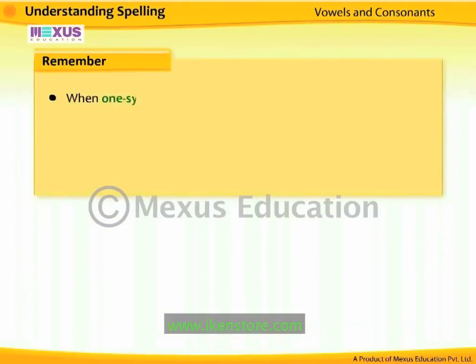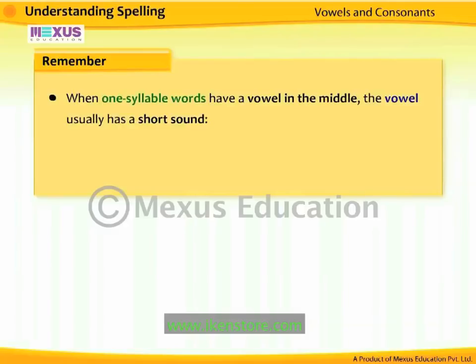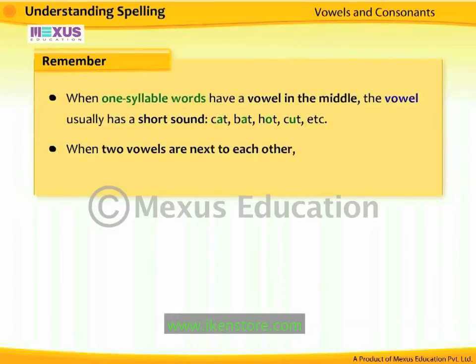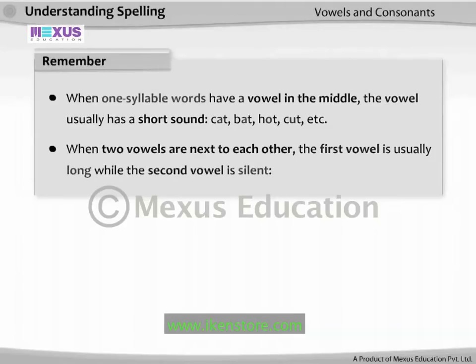Remember, when one-syllable words have a vowel in the middle, the vowel usually has a short sound. For example, cat, bat, hot, cut, etc. When two vowels are next to each other, the first vowel is usually long and has the same sound as the sound of the letter, while the second vowel is silent. For example, beat, boat, gain, pie, etc. The second vowel is silent in these examples.